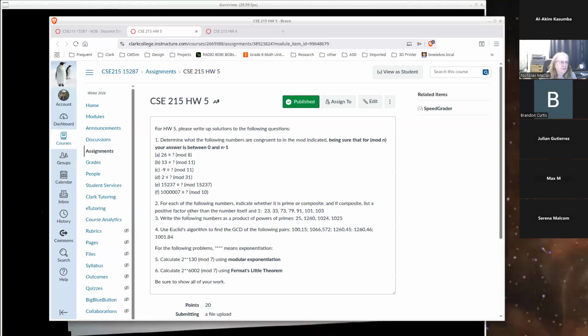Tell me what these are congruent to modulo the given number, and make sure your answer is between 0 and the modulus minus 1. So for example, for this first one, give me a number between 0 and 7. For this last one, a number between 0 and 9, and so on.